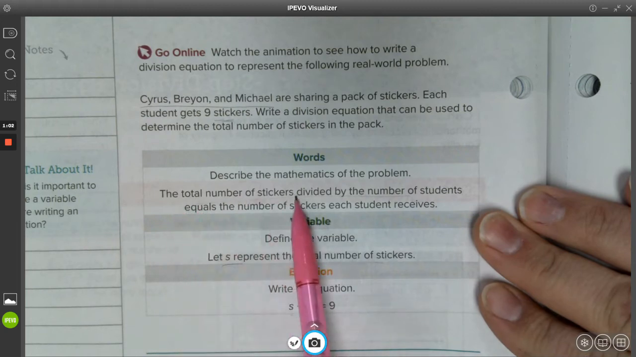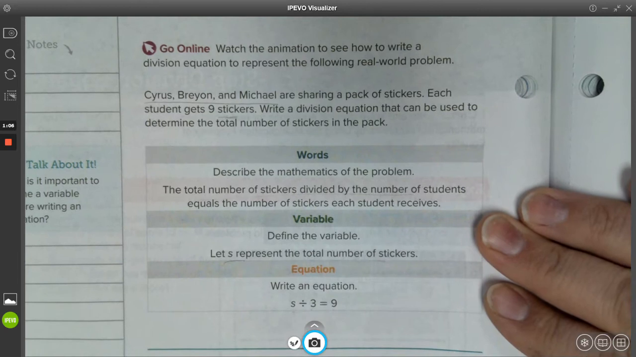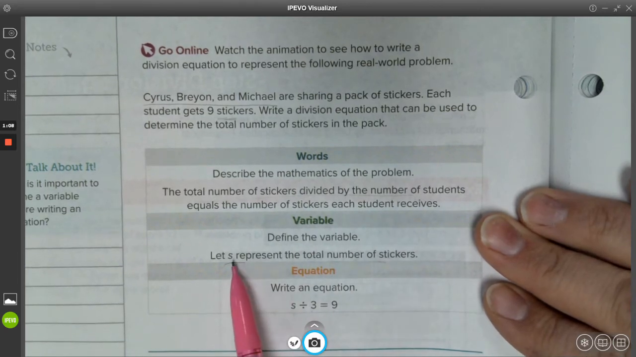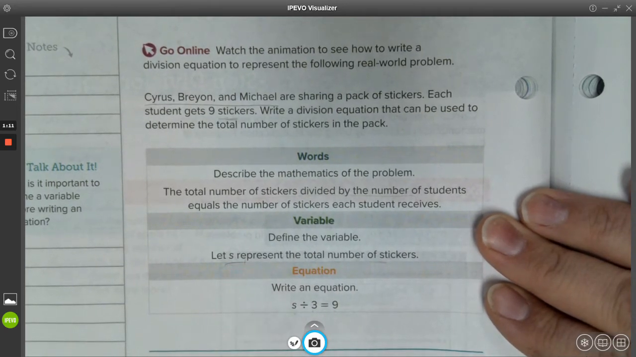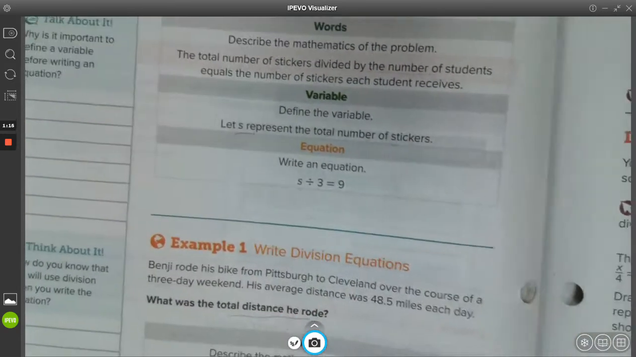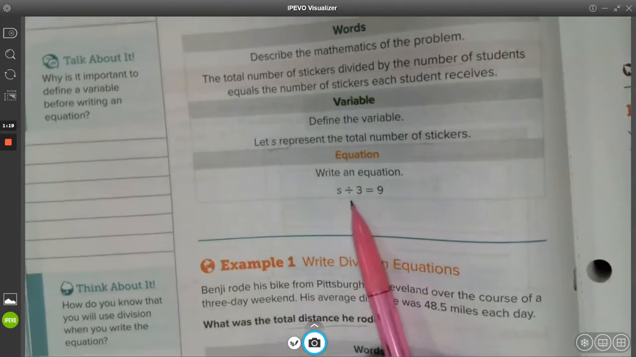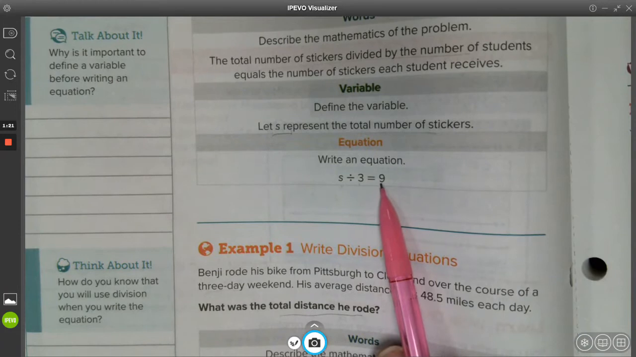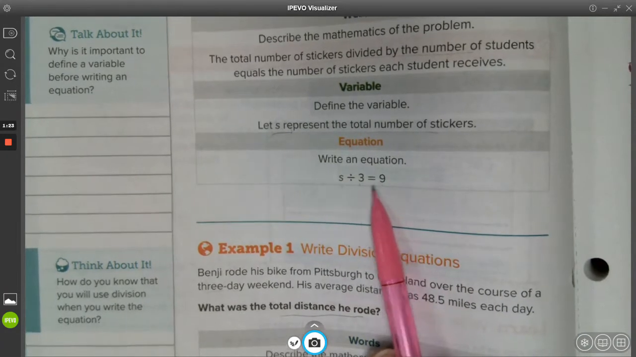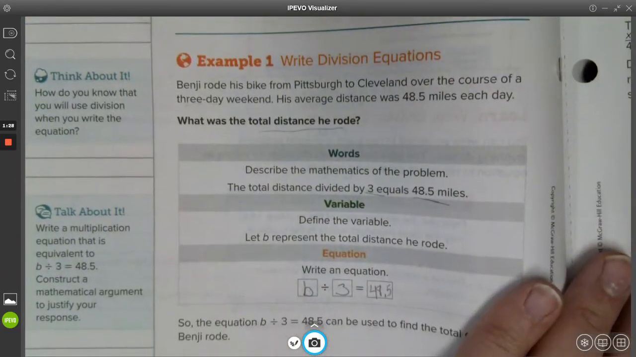We know that the total number of stickers divided by the number of students equals the number of stickers each student receives. Now we're going to use S to represent the total number of stickers. So we always start with the total number here, which would be S. We divide by the number of students to get what the students each received, which was 9. So S divided by 3 equals 9 would be the equation we would write here.